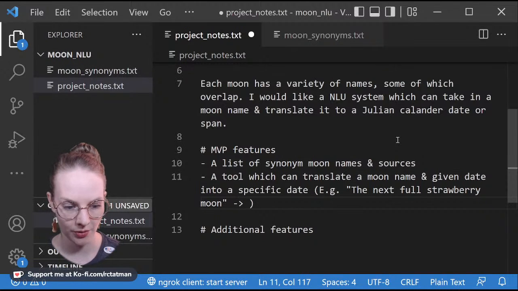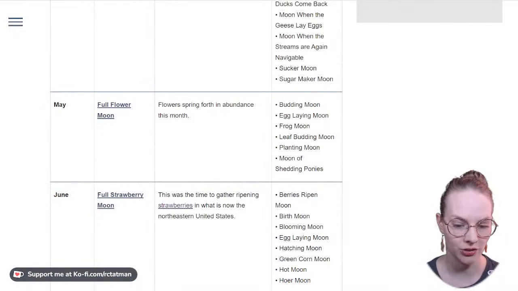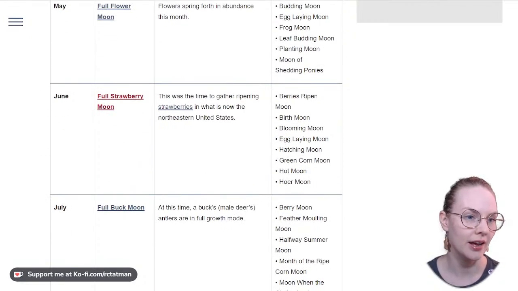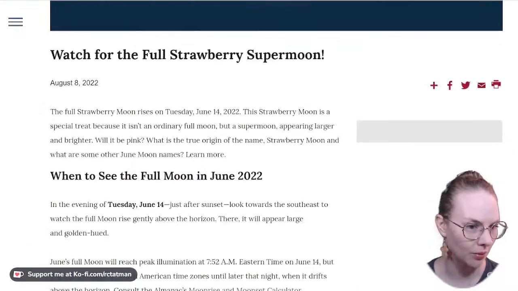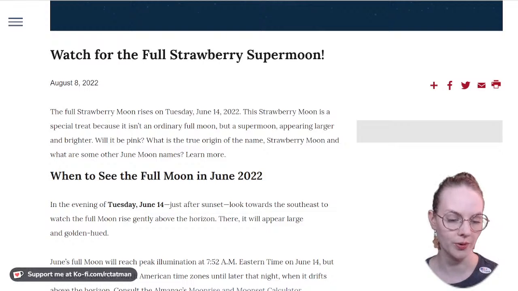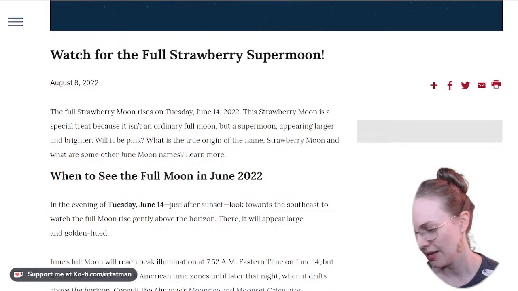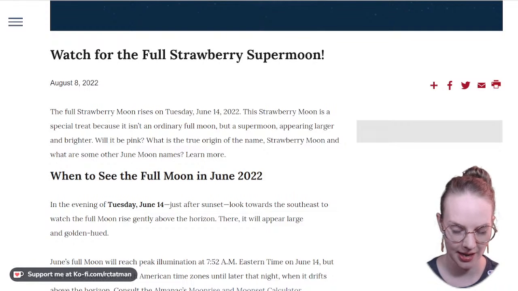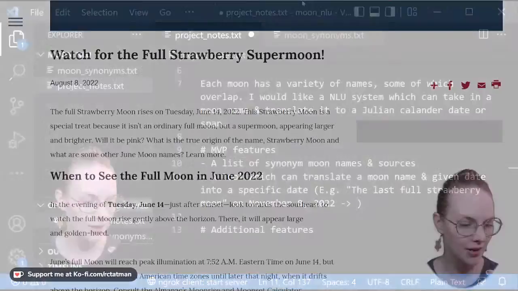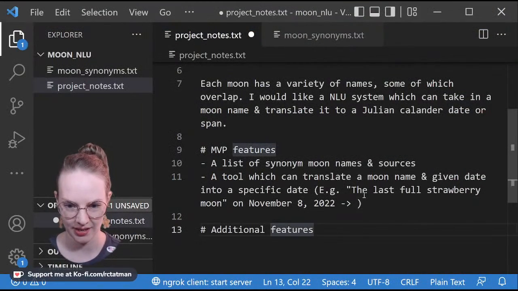Right? So the next full strawberry moon, and this is what I've been doing when people give me advice like this, is, okay, so the next full strawberry moon is going to be in July. Actually, the almanac will probably tell me for 22. So it was June 14th, 2022 was the full strawberry moon of 2022. I'm actually just like the last full strawberry moon on, what's today? November 8, 2022 would be, what was the date again? Oh, sorry, I'm in this tab. What was the date again? The date was June 14th.